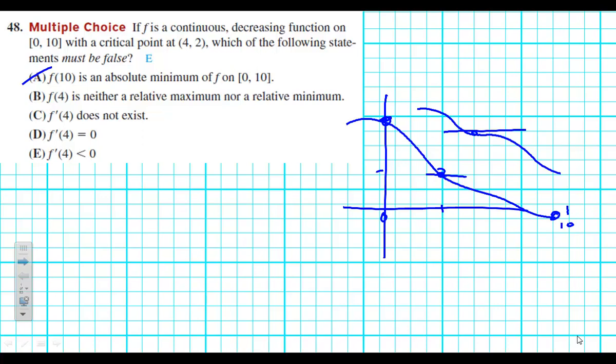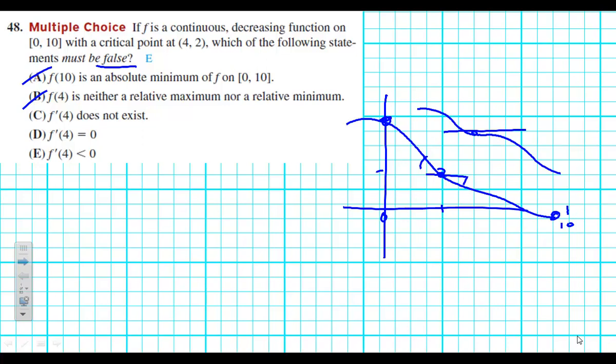I think it's true that there's neither a relative maximum or minimum. I think it's true because before, the values have to be higher, and after, the values have to be lower, and for it to be a relative minimum, it has to be the smallest on an interval, and for a maximum, the largest on it. I think that is a true statement. So if it's a true statement, we're only looking for false statements. It's not our answer.